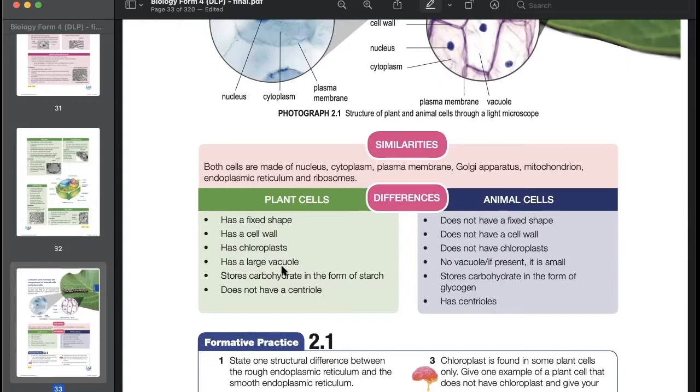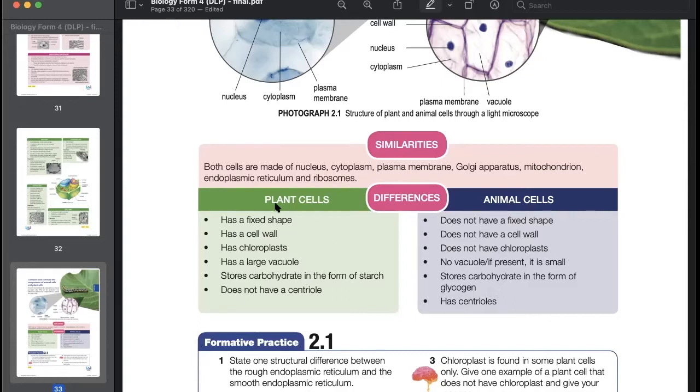Boleh faham? Yang kedua, yang ni, store carbohydrate in the form of starch. So maksudnya plant ni, if they do photosynthesis, they will produce carbohydrate, right? And that will be stored in the form of starch. Tapi kalau manusia, dia tak ada starch, dia ada glycogen. Okay, so glycogen tu disimpan kat dua tempat. Pertama sekali dekat liver, hati. Yang kedua adalah dekat muscle, kita punya otot.